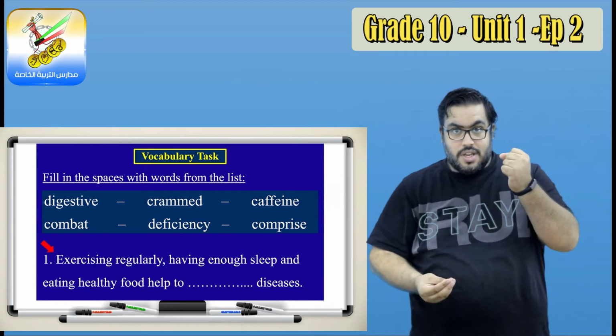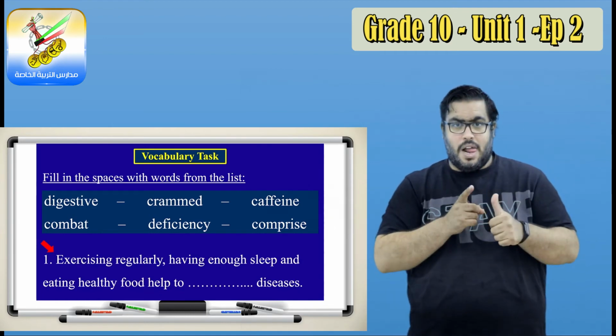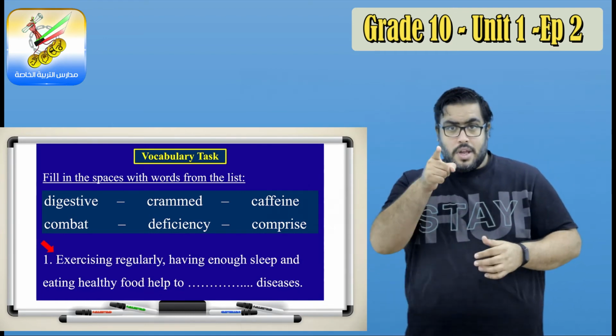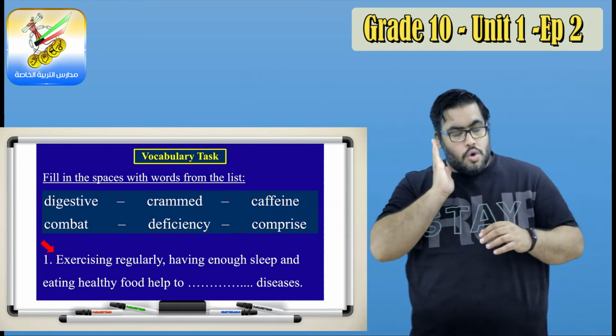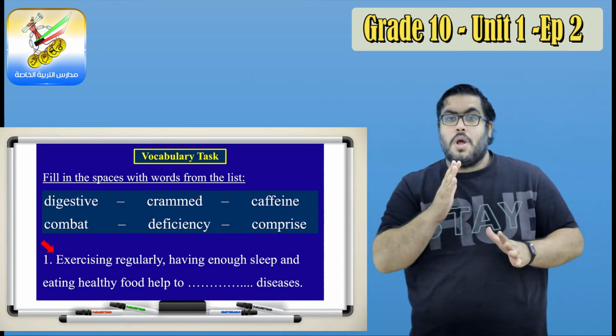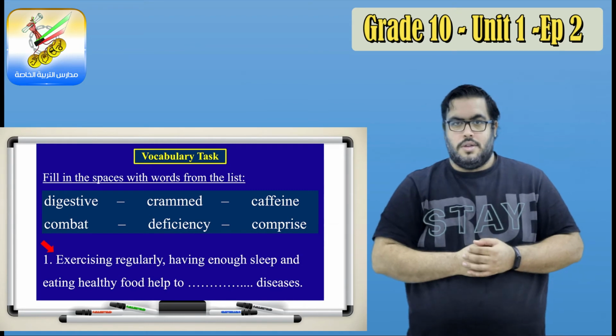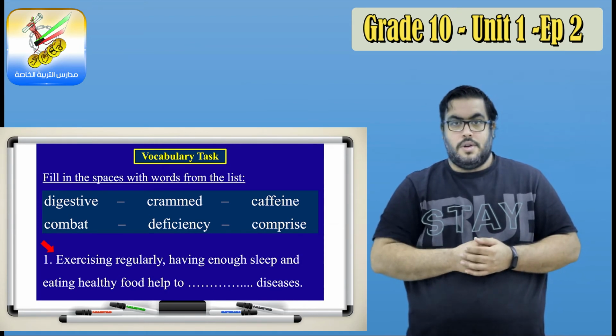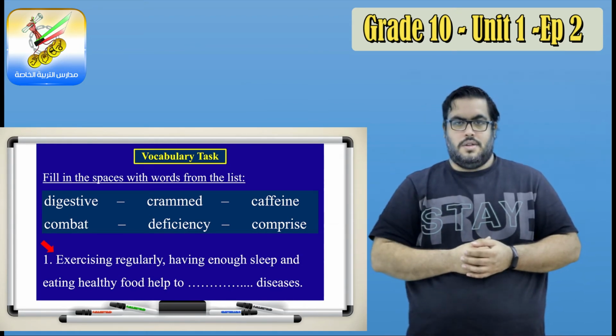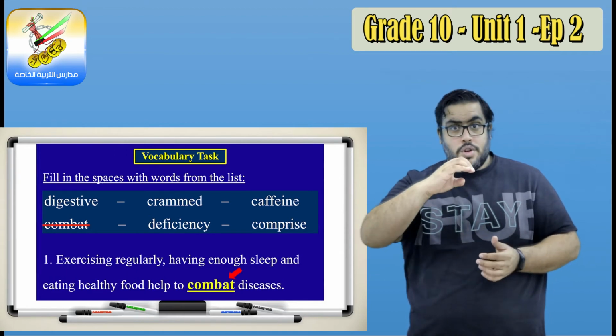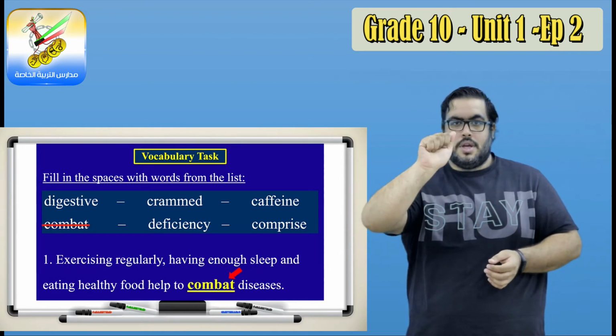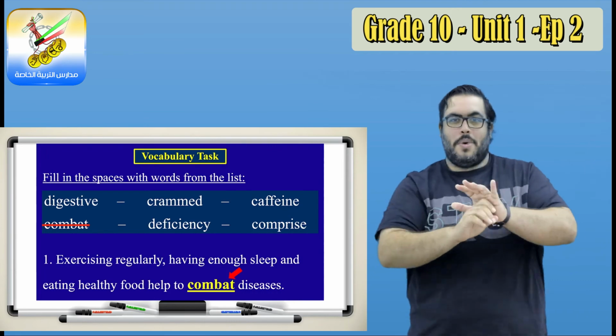The first sentence is, exercising regularly, having enough sleep, and eating healthy food help to blank diseases. So what do you think is the answer here? I'll give you a few seconds. The answer is combat. Excellent job. If you didn't get it right this time, you'll get the chance in the next one.